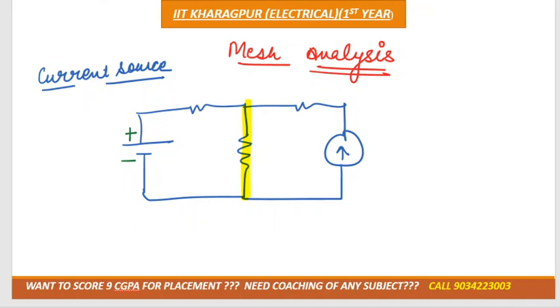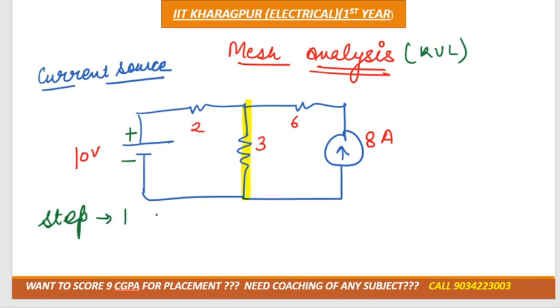Now suppose this is 10 volt, 2 ohm, 3 ohm, 6 ohm and 8 ampere. Again we'll follow the mesh analysis, the KVL rule. We can say mesh analysis or KVL. Step number one is to see how many meshes there are. Imagine this is your room, and here we have two meshes. Two meshes means two variables and two equations we need to get, right? Suppose this is the room of I1 and this is the room of I2.